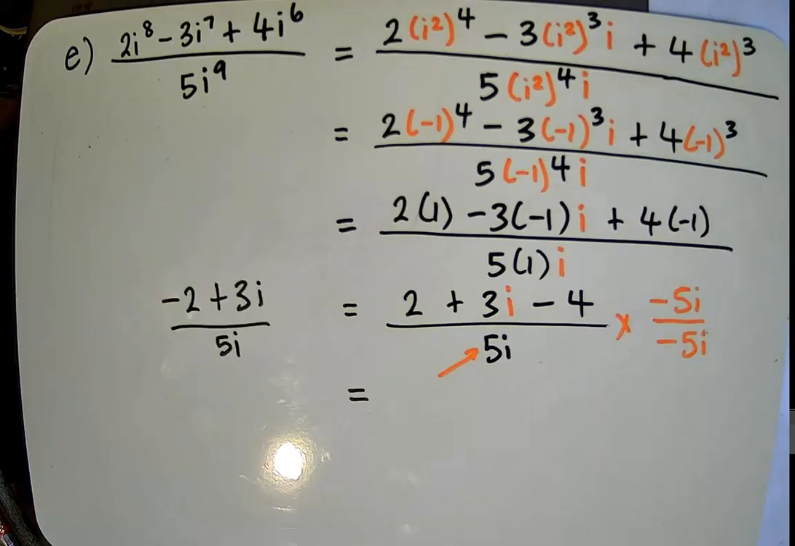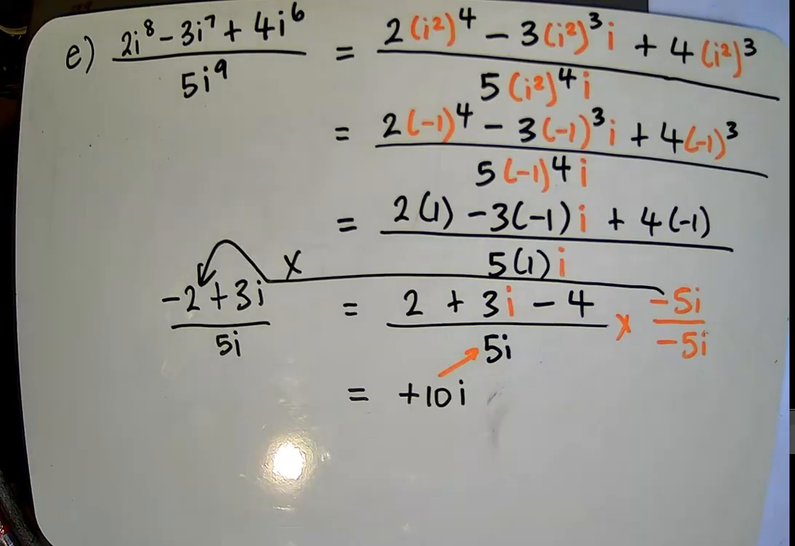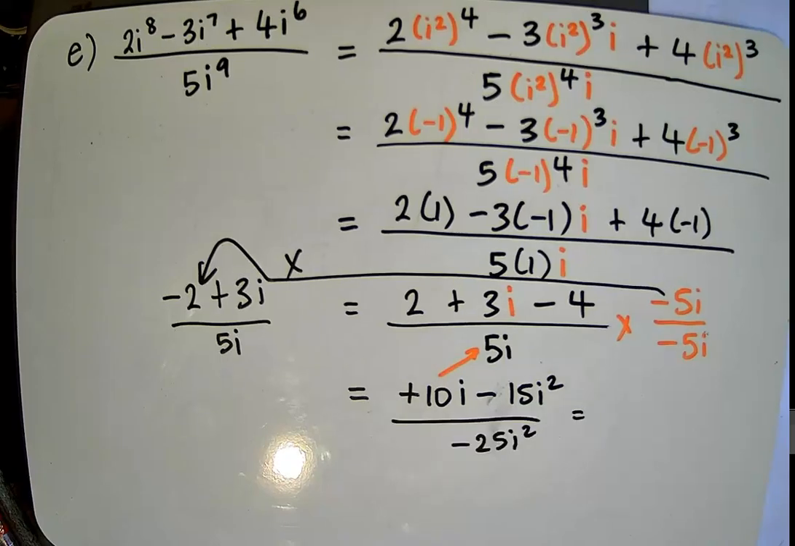Multiplying it out, first we can simplify the numerator. Minus 4 plus 2 will give us minus 2. Multiply the conjugate times the first term, we get plus 10i. The conjugate times the second term, we get minus 15i squared. All of that over 25i squared. So 5 times 5 is 25.